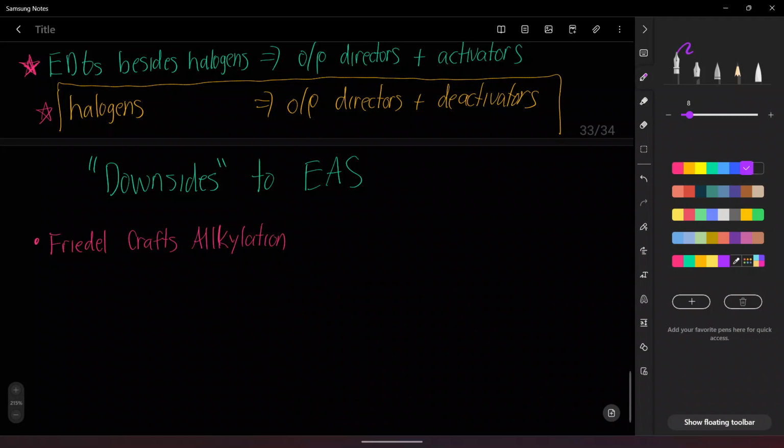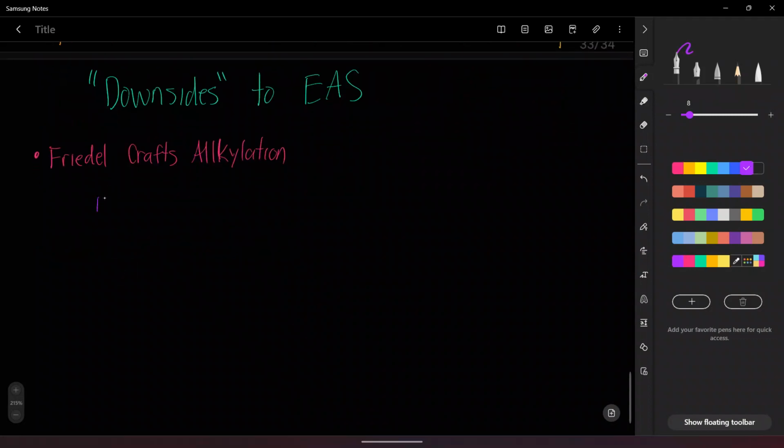Now, we've already talked about the first one, which is that you can't do primary chains longer than ethyl, or otherwise you'll get a rearrangement. But we've already talked about the fix to that, and I'm going to re-talk about it once I talk about the second problem. The other thing is that with Friedel-Crafts alkylation, you over-alkylate a lot of the times.